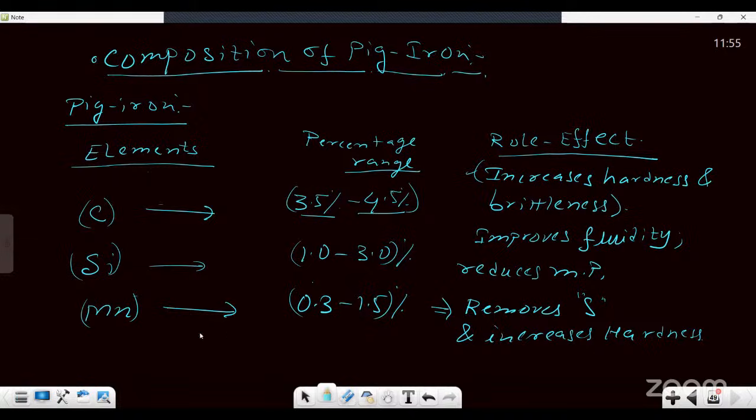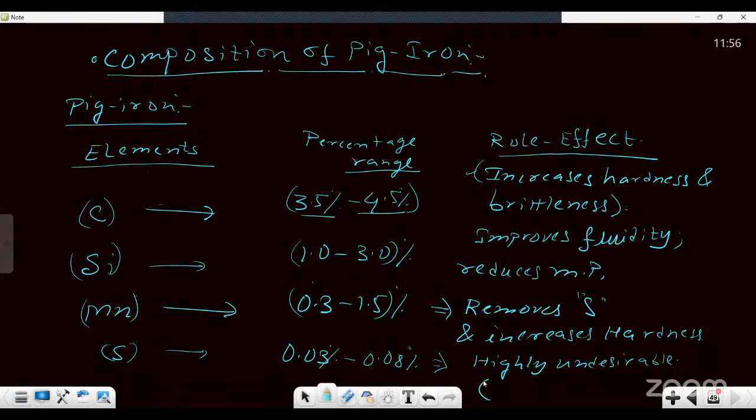Now, sulfur. If I talk about sulfur content, in the hot metal or the pig iron, there is going to be some portion of sulfur. We cannot help it. 0.03 to 0.08%. This amount of sulfur will always be there. And this is actually highly undesirable. Sulfur is highly undesirable. Very bad actually for the steel, and it causes hot shortness. So this also you should remember, the problem which is caused by sulfur: hot shortness.